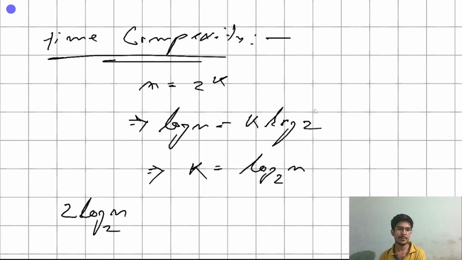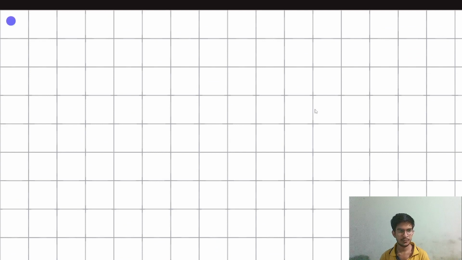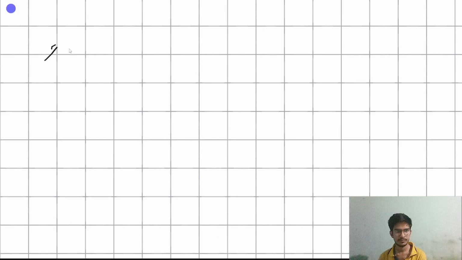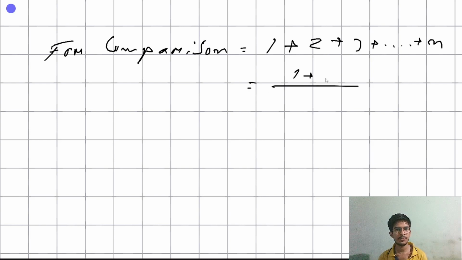That means for comparison, what you're doing is one comparison, two comparisons, three comparisons, up to n number of elements, that is within n comparisons. If you add it up, the basic formula is (1 plus n) divided by 2, first element plus last element divided by 2. Okay, so that is the case.